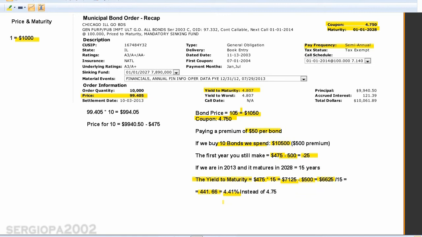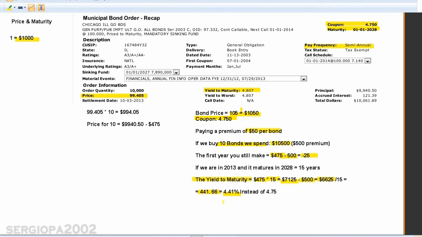So as you see, it's lower than the coupon rate, and we are really getting 4.41% at the end on our investment of $10,000. Okay, so this is how you have to calculate, and it's really important to keep in mind that the yield to maturity is really how much money you will get at the end, and it will depend on how much you paid for your bond and on your coupon and maturity dates.